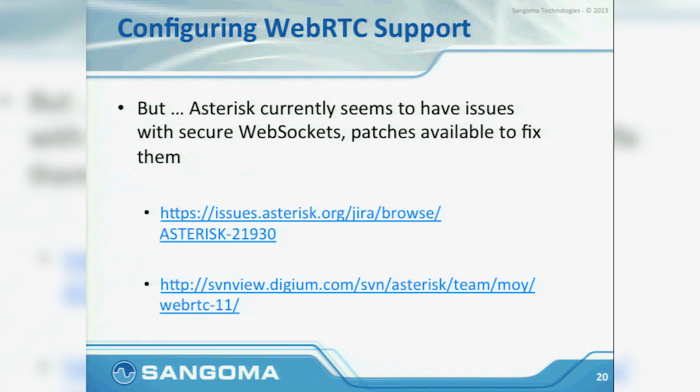There's a link there. And there is a branch that has the changes that we made to fix that problem on the SVN, Digium's SVN server, right? So if you're trying to use TLS secure WebSockets and it's not working, you're most likely hitting this bug. Don't spend a week trying to get it configured properly. Better just check out issues.asterisk.org, and you'll find there the patches or the SVN branch that you can use.